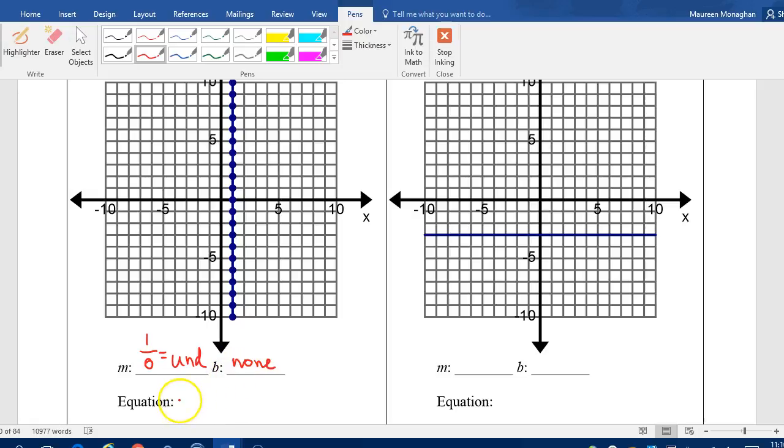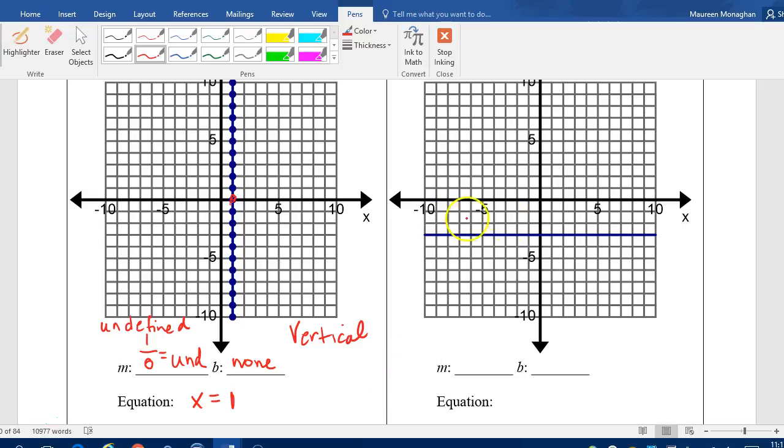So now we have to come up with an equation. And this is the tricky part. If it's a vertical line, you're going to always have an undefined slope. I should write that out. Undefined, because it doesn't make sense to have 0 in the denominator. And the equation is x equals wherever it crosses the x-axis.